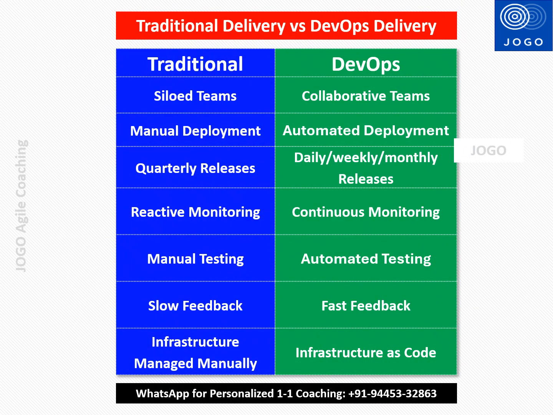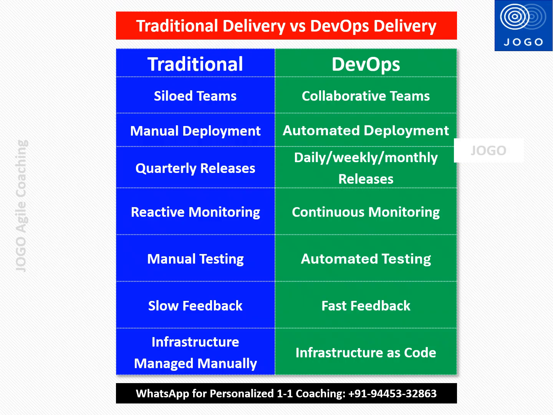Now let us compare traditional delivery versus DevOps delivery. In traditional delivery, teams work in silos, but in DevOps delivery, all the teams collaborate, mainly the development and operations teams. In traditional delivery, most of the deployment is manual. When you go for DevOps, most of the deployment will be automated. In the traditional way, we may have quarterly releases, but with DevOps delivery, releases can happen daily, weekly, monthly, or quarterly. So these are all the advantages.